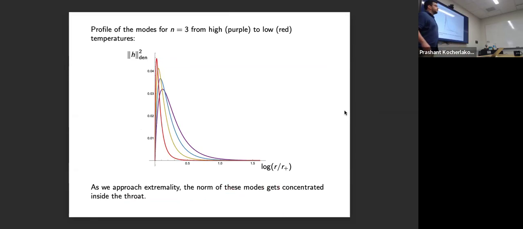Okay, so instead of writing some long formula, let me show you a plot. Yeah, in the full rotating BTZ. So let me show you the profile of the modes for n equals 3. This is the norm of the modes, as a function of the proper distance from the horizon. As we approach extremality, we go from the purple to the red curve as we lower the temperature. And we see that as we lower the temperature, the modes become more and more concentrated near the horizon of the black hole, as expected. And the profile, you can check, matches the profile of these JT modes that I mentioned earlier. So this is what I meant before. You can now derive the results that I showed without even talking about this two-dimensional gravity.